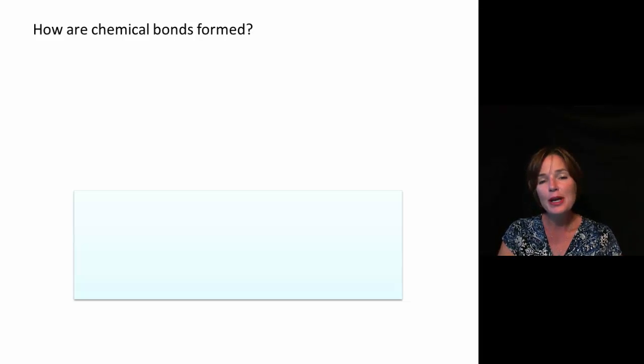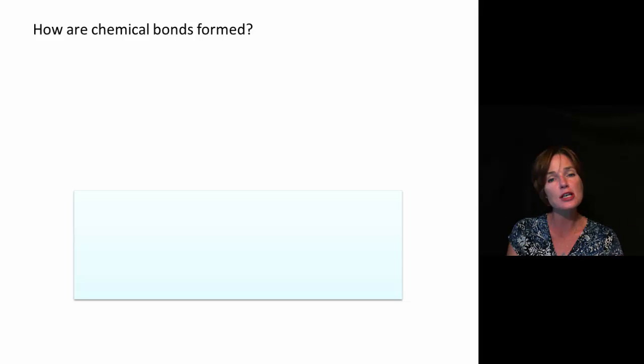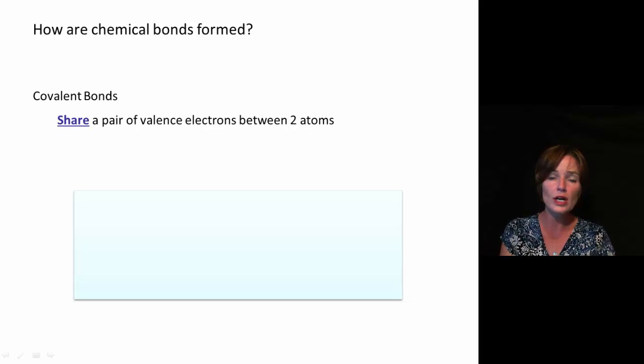When atoms have unpaired electrons, or lonely electrons, they are unstable. That's not an ideal situation, so they will want to get a partner for all of those unpaired electrons, and this brings us into the topic of chemical bonds. There are different types of chemical bonds, and we'll talk about some of those types. One type, probably the most common, is what we call a covalent bond.